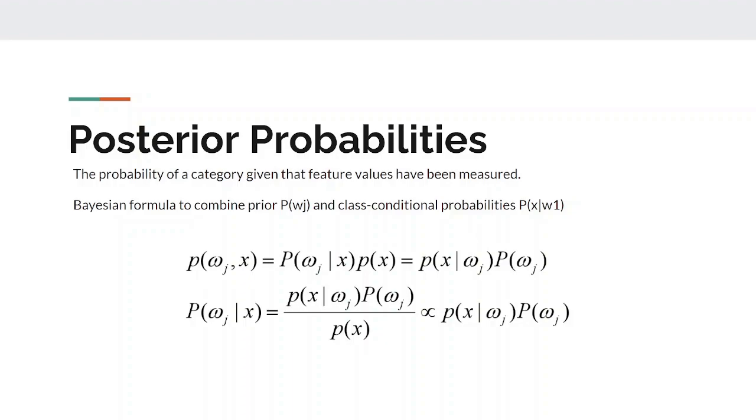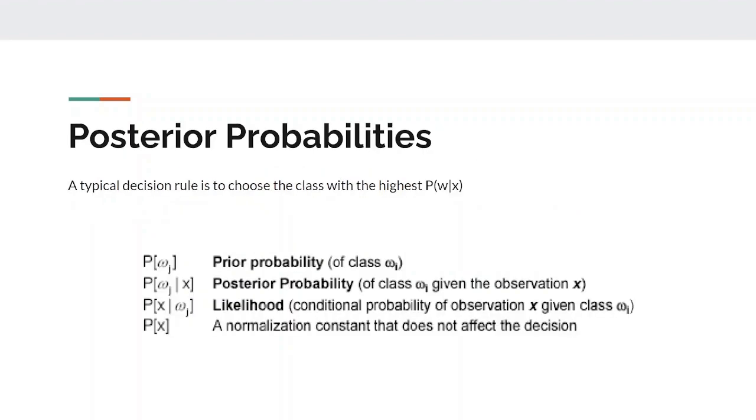Probability of Wj and x is equal to probability of Wj given x multiplied by probability of x, which equals to probability of x given Wj multiplied by probability of Wj. Probability of Wj given x is equal to probability of x given Wj multiplied by probability of Wj divided by probability of x, which is directly proportional to probability of x given Wj multiplied by probability of Wj. A typical decision rule is to choose the class with the highest probability of W given x.